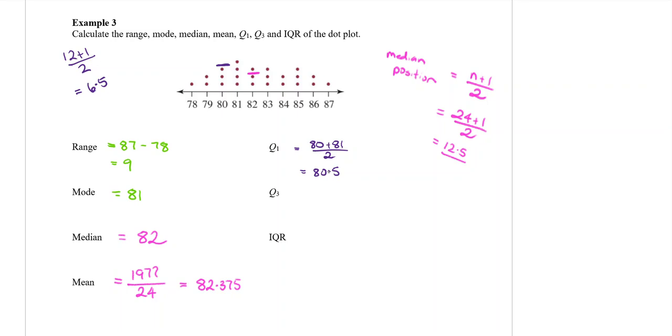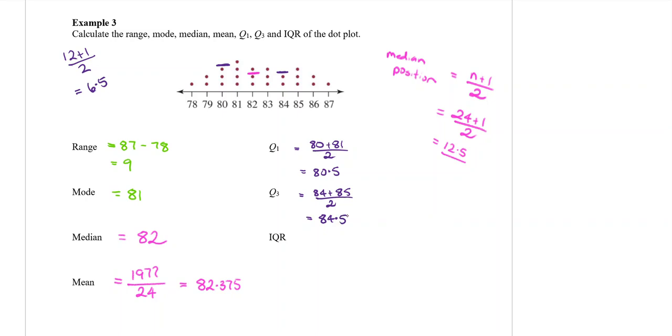Now for the upper end, some people like to count from the end. You can do that if you want. I'm going to count from here. So there's my median. 1, 2, 3, 4, 5, 6 is there, and 7 would be at 85. So it's going to be between the 84 and the 85. So I'm going to average them. 84 plus 85 over 2 makes 84.5.